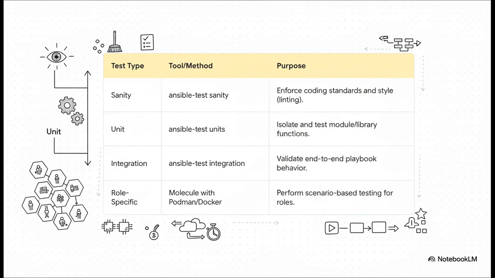You start with simple sanity tests, which is basically just checking your code for typos and style mistakes. Then you can move up to integration tests to make sure everything works together. But for those really important, reusable roles, the gold standard is scenario-based testing in an isolated environment.